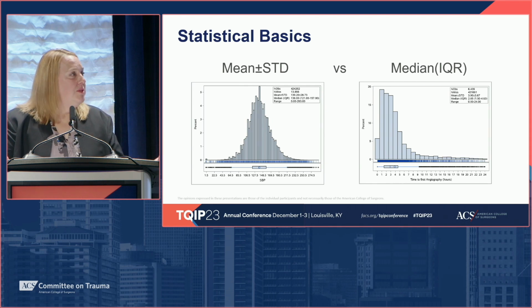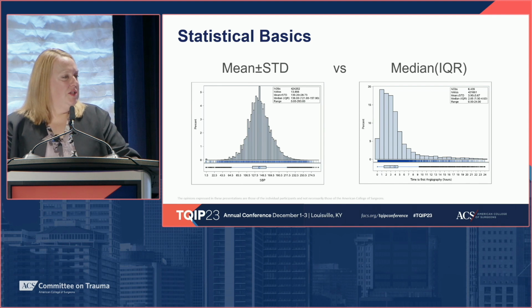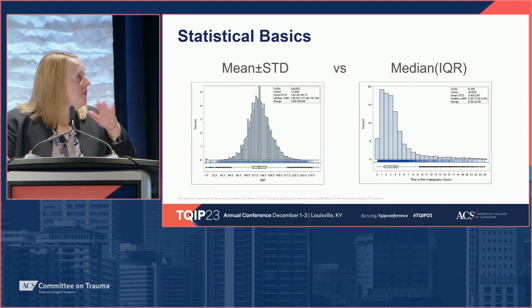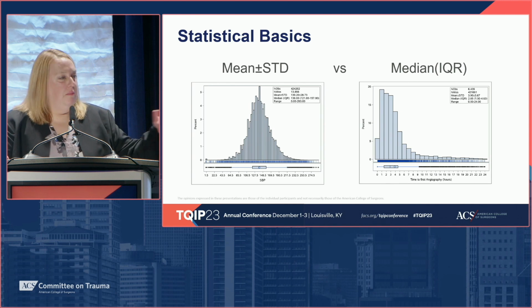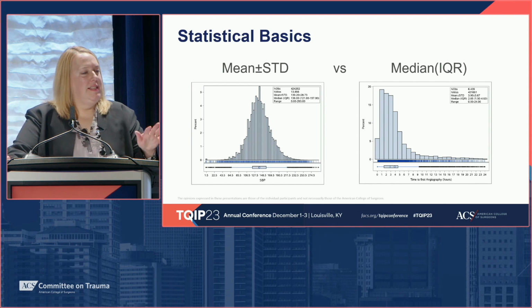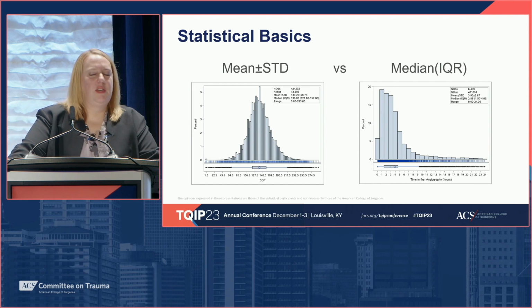However, most of our data doesn't look like that. It looks more like the histogram on the right there, which is time to angiography in hours, where you can see most of the data is clustered within a narrow range, and then we do have data that skews much higher number of hours there. In cases like this of skewed data, it's much more appropriate to present median and IQR.